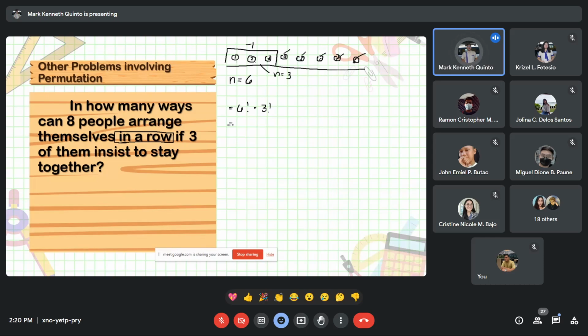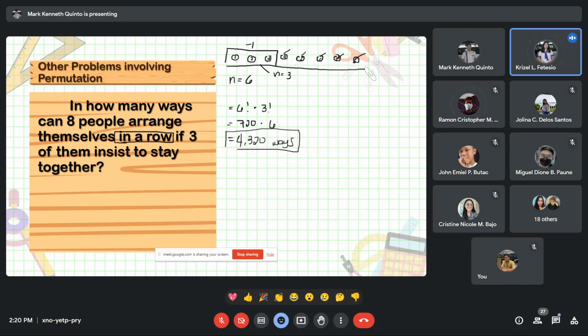So, if we're going to use our calculator, what is 6 factorial again? 720. So we have 720, multiplied by 3 factorial. What is 3 factorial? 6. So therefore, we have 720 times 6. 4,320. So we have 4,320 ways. So this is the number of ways na yung 8 people ay ma-arrange nila yung sarili nila even though yung 3 of them is insisting to stay together. Malinaw? Nakuha ba?